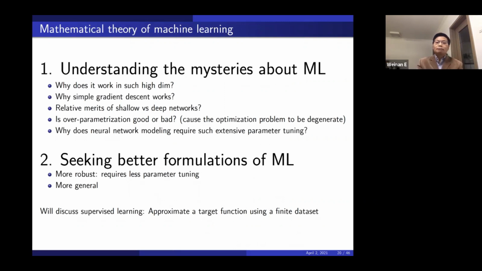And secondly, well, we all know that neural networks require extensive parameter tuning. You have to be very good at tuning parameters. So why is it so sensitive to the parameters, the so-called hyperparameters in the neural network model? There are lots of mysteries in neural network models. And the fact that the performance depends so sensitively on the parameters suggests that they're almost like ill-posed problems.